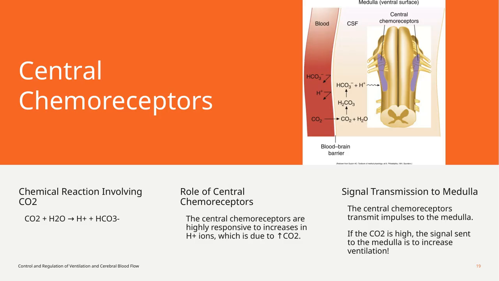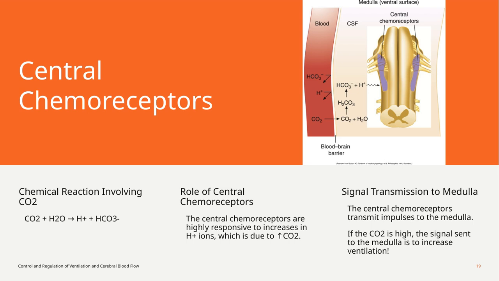Now, let's take a closer look at how the control and regulation of ventilation and cerebral blood flow work, starting with the role of central chemoreceptors. These specialized receptors are highly sensitive to changes in the chemical environment of the brain. The key chemical reaction involved here is the conversion of carbon dioxide and water into hydrogen ions and bicarbonate. Specifically, CO2 reacts with H2O to form H+ and HCO3. This reaction is crucial because it links CO2 levels directly to the acidity of the cerebrospinal fluid.